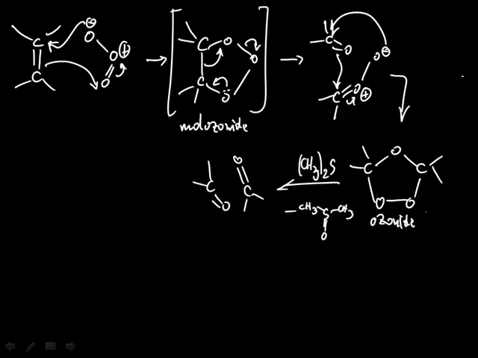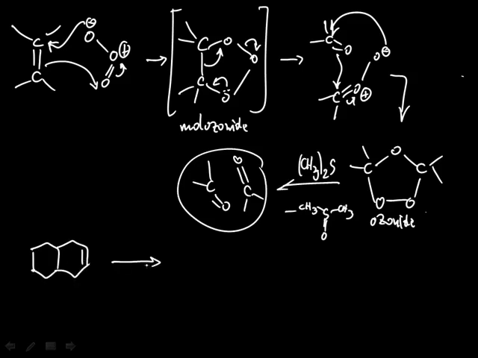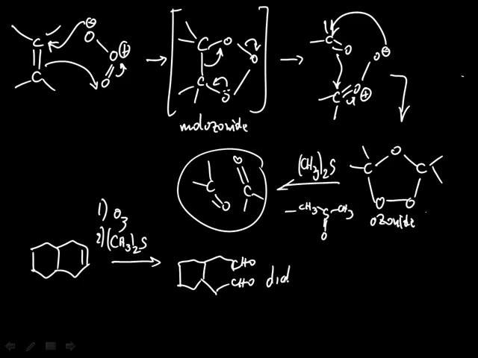This is an incredibly useful reaction because it allows us to get carbonyl compounds. In this case, we get two carbonyl compounds. In cases of cyclic alkenes, we will get one dicarbonyl compound, such as in this example. This will be a CHO, and this will be a CHO. So this will be a dialdehyde.